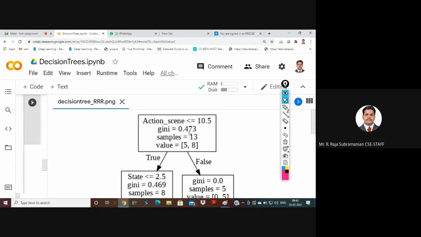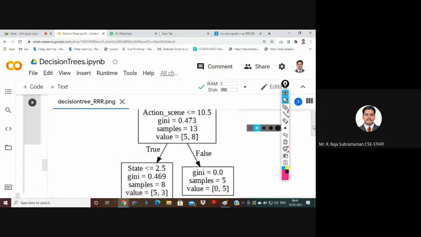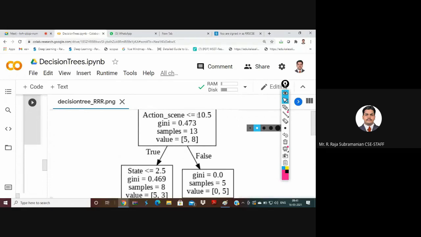It is a manually created data set, so surely it will have more noise. And Gini says that it is 0.4, closer to 0.5 actually. And the number of samples is 13, we know that. And the values: positive class is 5 and negative class is 8 with respect to the action scene. So 8 times it became flop. Sorry, if it is less than or equal to 10.5, it is flop, so we require more action scene, it seems.